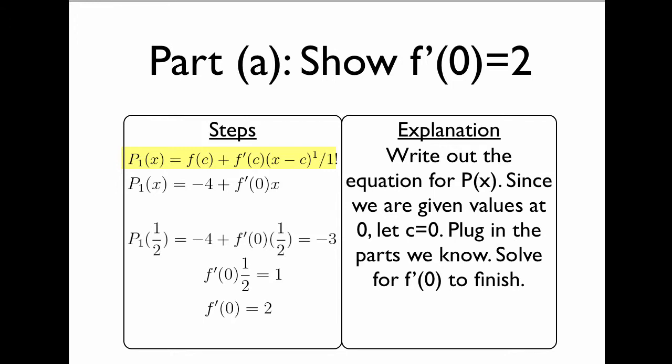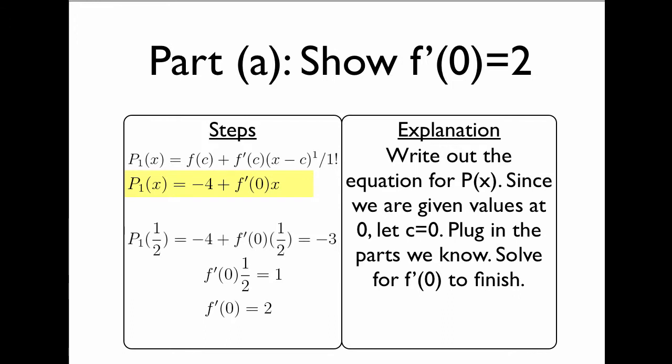Now we're told that the center is 0, so all those c's can become 0, and we can fill in the other information we know, namely that f of 0 is negative 4. So in the second line, we know f of c, f of 0, is negative 4. We still have f prime of 0 there because we're trying to show that it equals 2. We can't assume that it equals 2 here. And then because c is 0, x is all that's left, because really we have x minus 0 to the 1 power over 1 factorial.